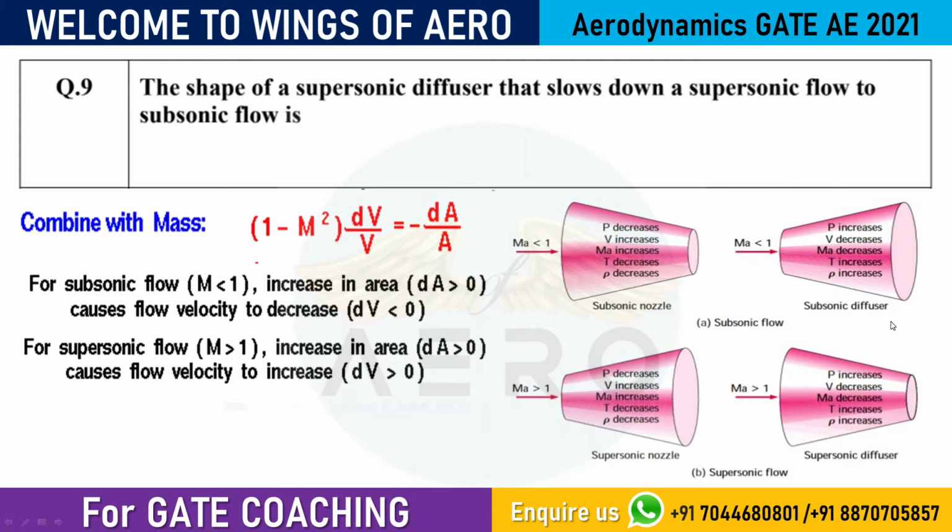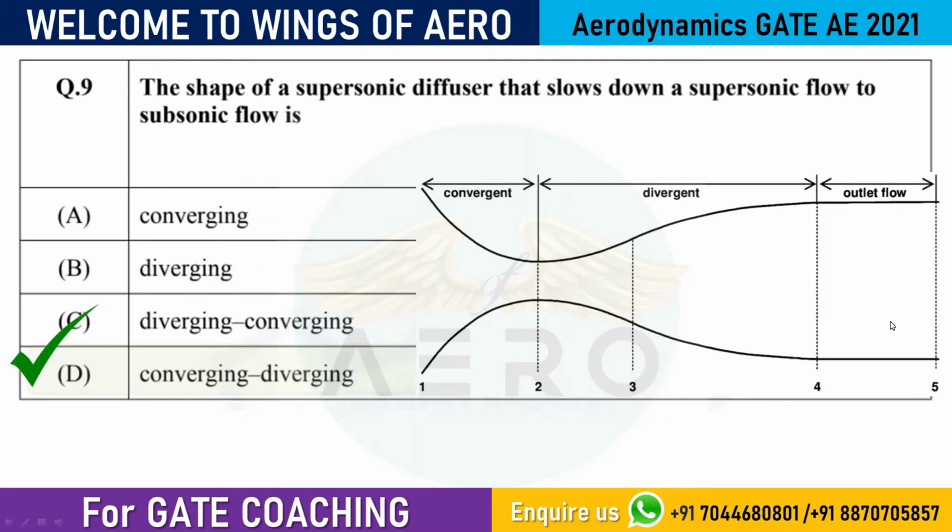So for that, we need to further increase the area from point 2 to point 3; we need to make it divergent. So we can clearly state that the shape of the supersonic diffuser that slows down a supersonic flow to a subsonic flow is a convergent-divergent section. So the right option is option D.